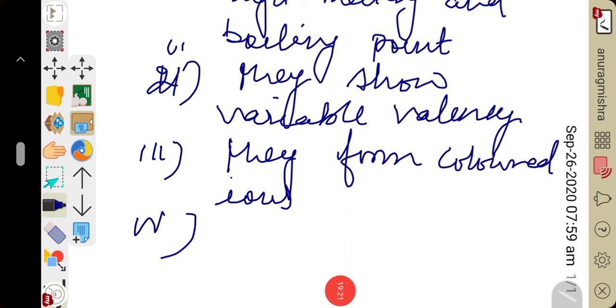So I hope you people understood the main characteristic properties of representative elements. You people understood the characteristic properties of transition elements and inner transition elements. Okay, inert gas main characteristic properties are remaining, that we will discuss in the next video.